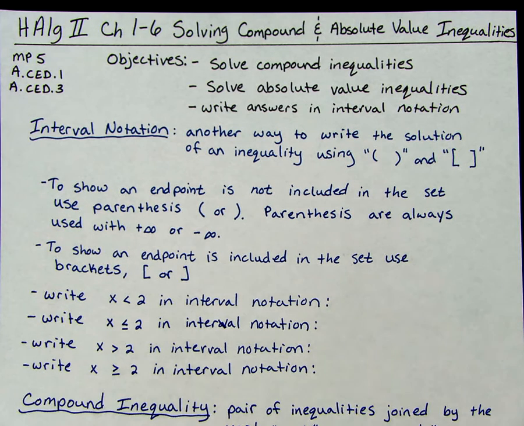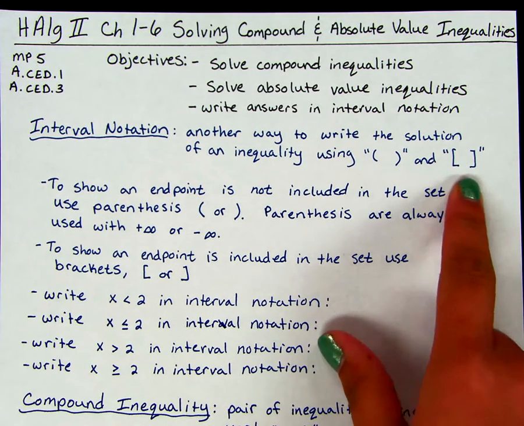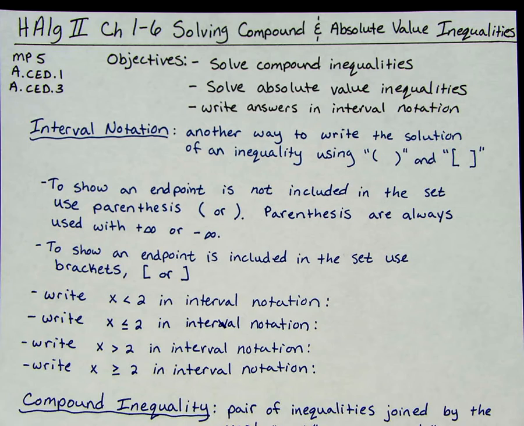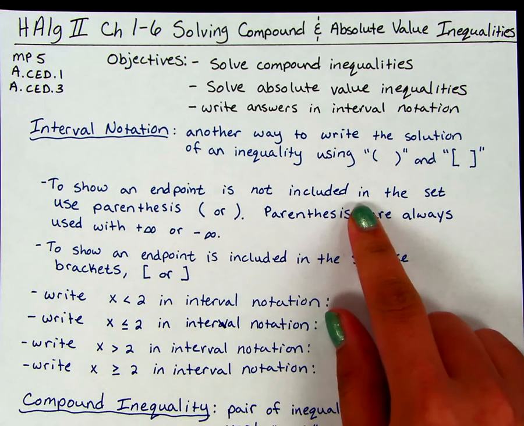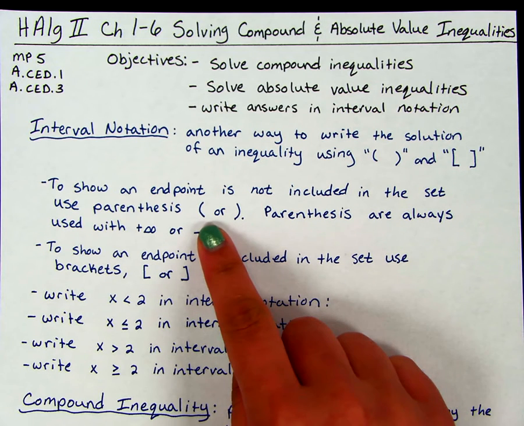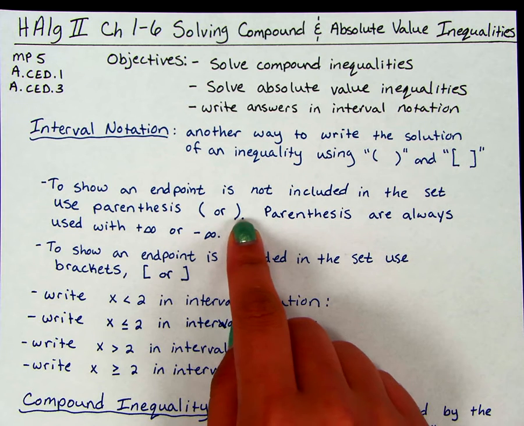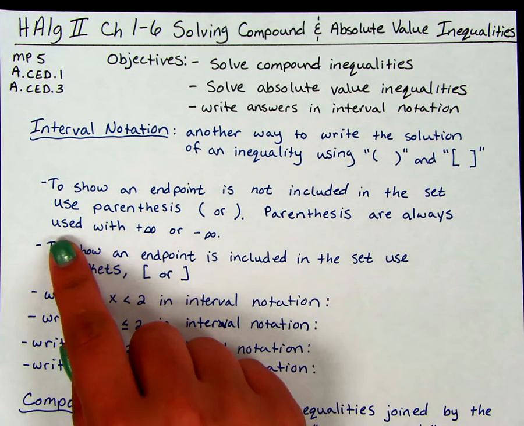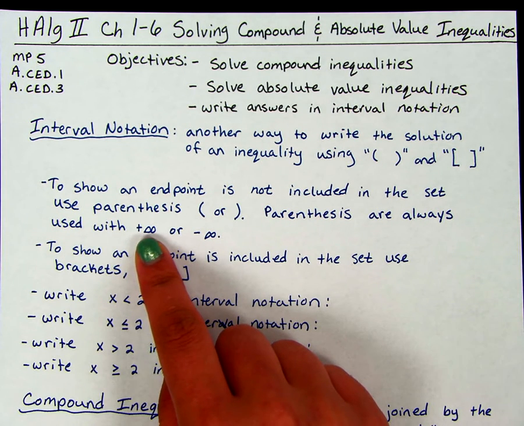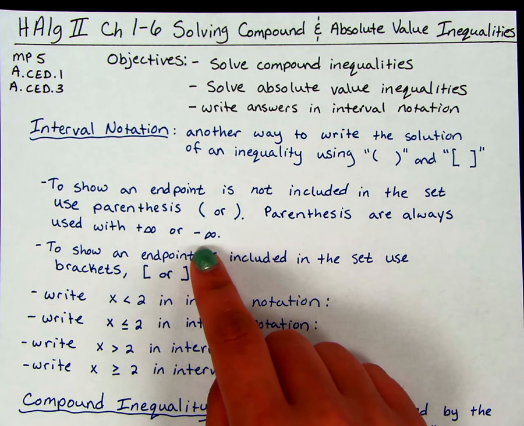Now this is just another way to write the solution of an inequality. To do this, we're going to be using parentheses and brackets, or a combination of the two. To show an endpoint of our solution is not included in the set, we use parentheses. Depending on what side it's on, we would either use both of these or just one. Parentheses are also always going to go with positive infinity, because that's not a concrete number, it's an idea. Same thing with negative infinity. So if that's part of your answer, then we would use a parenthesis on the side of it.